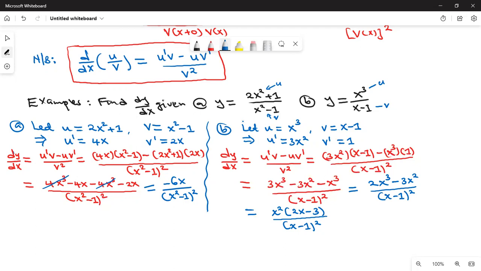of differentiation. So just take note that every time you have a rational function where the numerator depends on x and the denominator also depends on x, then use the quotient rule, which states that the derivative of u over v is equal to u prime times v minus u times v prime, and everything divided by v squared. That is the quotient rule. Very easy, as you can see in example part A and part B.